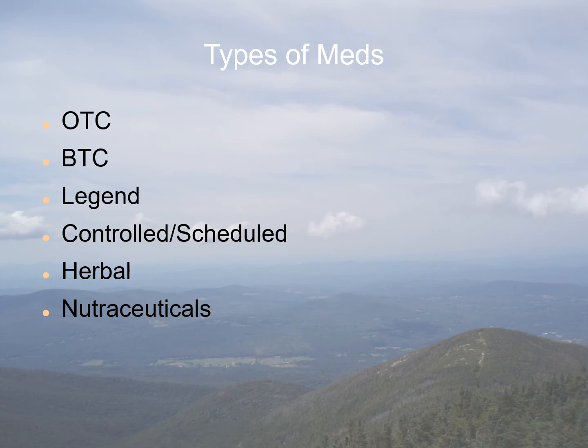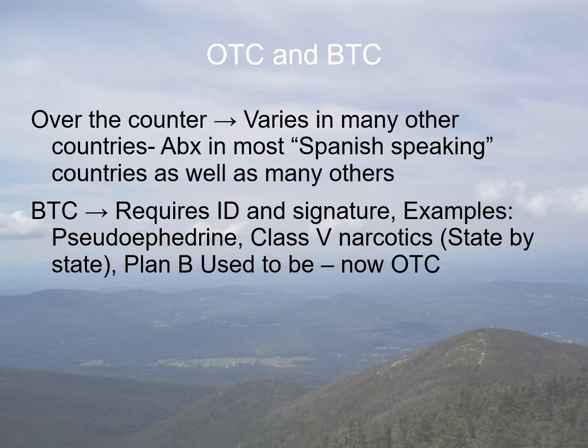Types of medications: over-the-counter, behind-the-counter, legend-controlled, herbals, and nutraceuticals. We'll talk about each of these. Over-the-counter medications are just that, stuff you can go into a pharmacy, they're on the counters, you don't need a prescription. In many of the quote-unquote Spanish-speaking countries, Mexico, Spain, a lot of the Central American countries, antibiotics are over-the-counter.